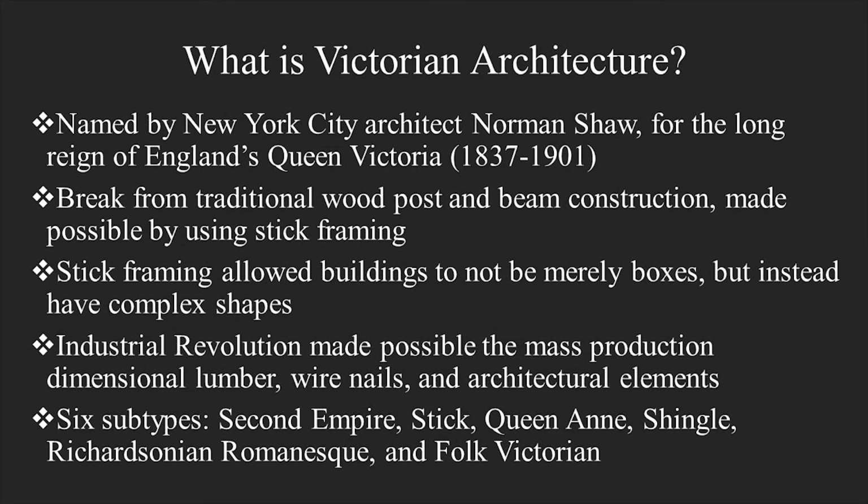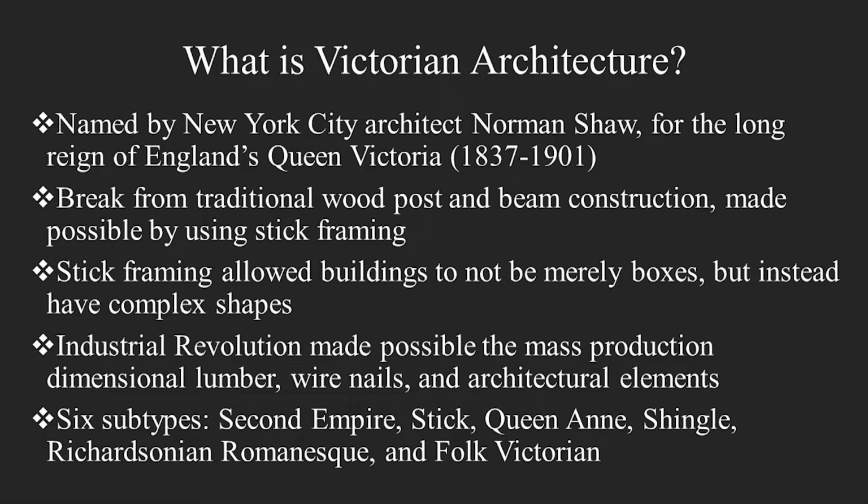So what exactly is Victorian architecture? Victorian architecture was named by New York City architect Norman Shaw. It's interesting that though the style was named for the long reign of England's Queen Victoria from 1837 to 1901, there's very little Victorian, or what we would consider Victorian architecture in England. It's largely an American style. It derives from different medieval forms of European architecture, but really the Victorian architecture movement was isolated in the United States.